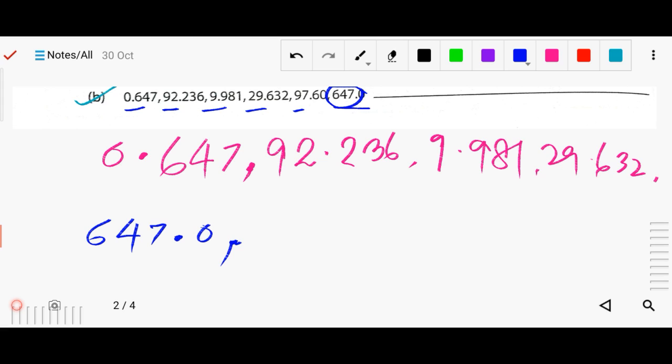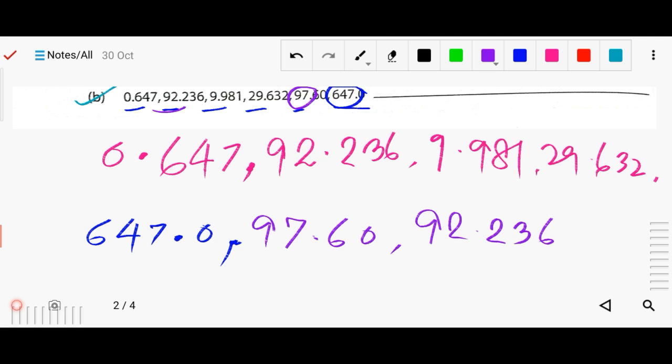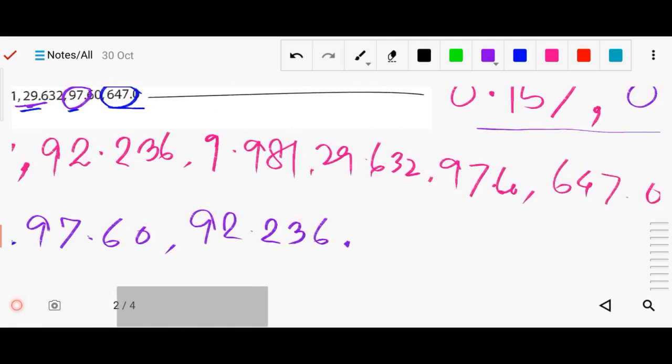Got it? Now next you can see the second. Of course here is 97. All the others have 29, 9, 92. So here is 92 and 97, and of course first we will take 97. So 97.60. Next we will take 92, so 92.236. Next number, just see 29 is there, so we will take 29.